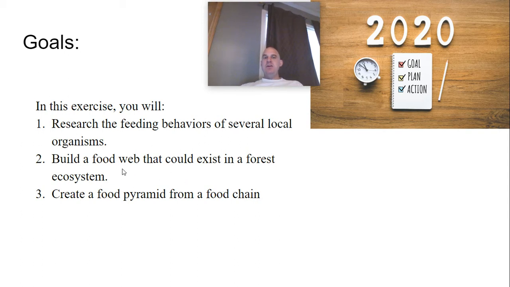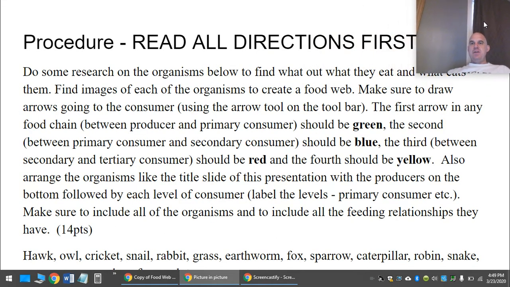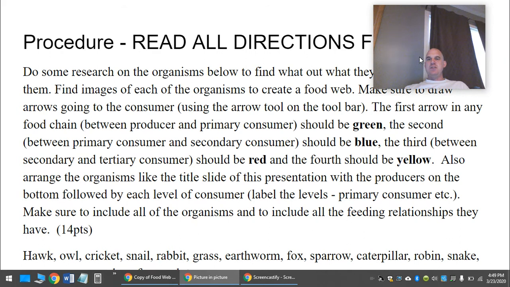And then you're going to build a food web, like what you see on the opening slide of this, and create a food pyramid from a food chain. Right? So what do you have to do? Like I said, you got to do some research. You got to find images of each of the organisms. So Google Images, you can certainly find them. Just make sure you have the right thing.